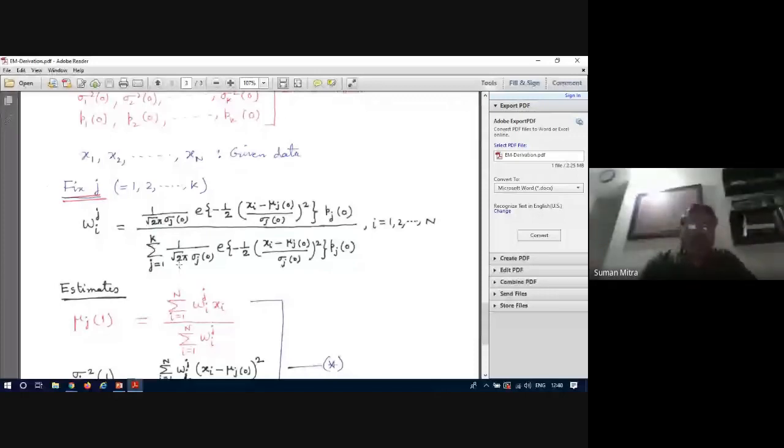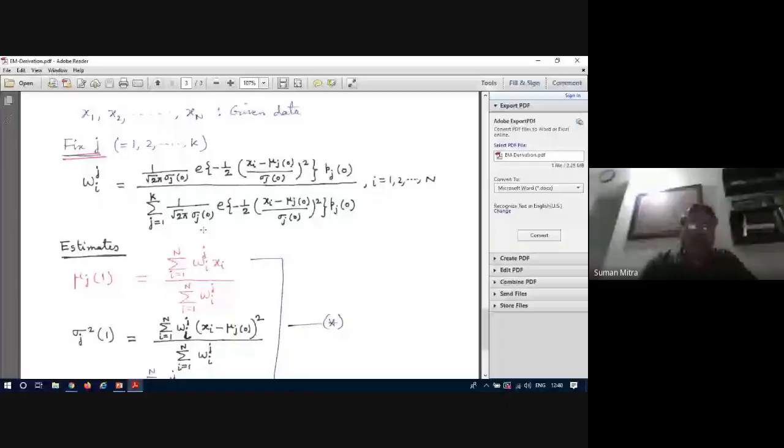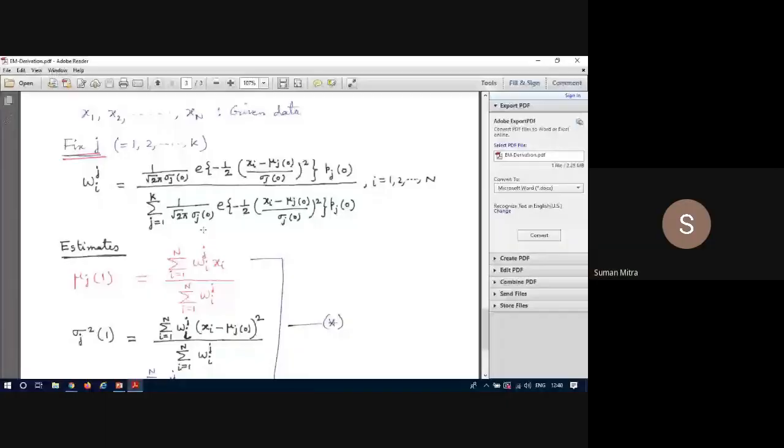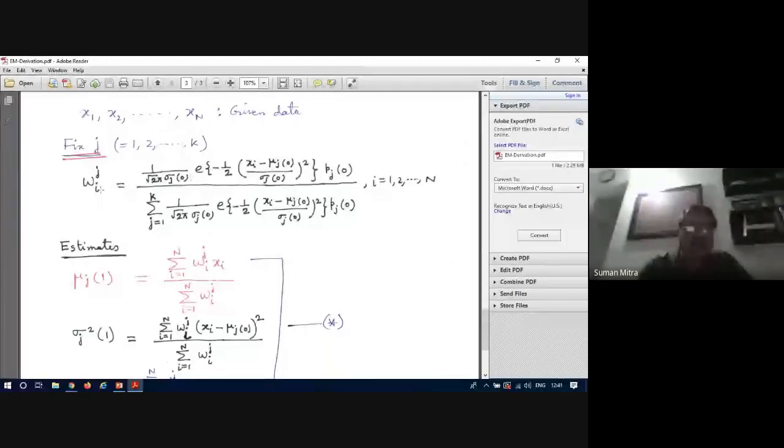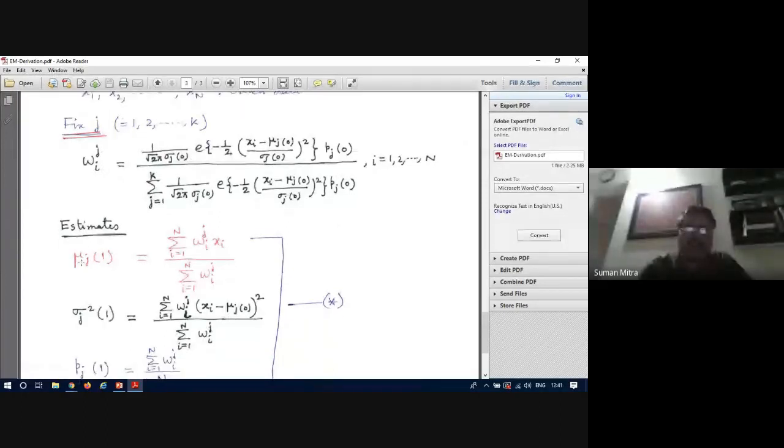So we start with some initial values of mu's, sigmas, and w's, and then find the n by d, which we call wi of j. Then what will be my estimate? Mu j1 is this one: summation over i of wij xi divided by summation over i of wij, for all j equal to 1 to 2k. J is 1 to 2k and i is 1 to 2n. Here we should also write j. Here I write j equal to 1 to 2k.